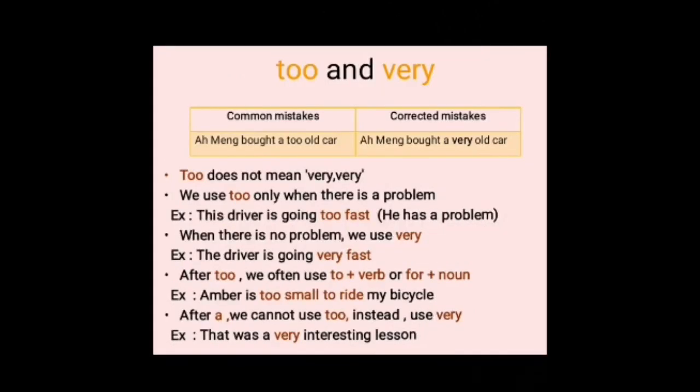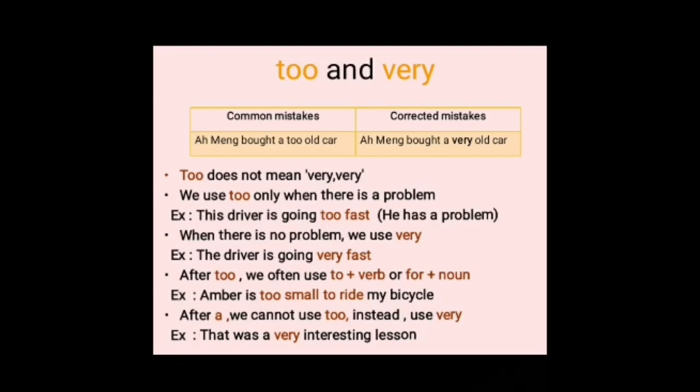Okay, next we move to too and very. For the common mistake, Ahmeng bought a too old car. So for the corrected mistake, Ahmeng bought a very old car. Too does not mean very. We use the word too only when there is a problem. For example, this driver is going too fast. When there is no problem, we use very. For example, the driver is going very fast.